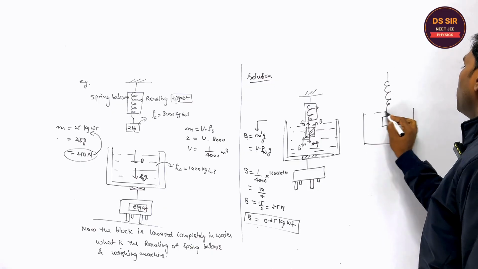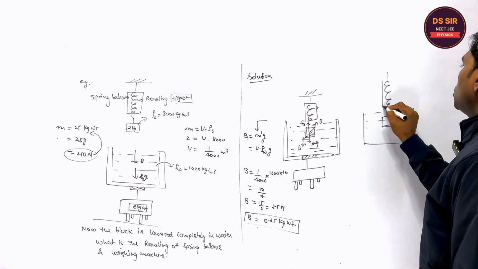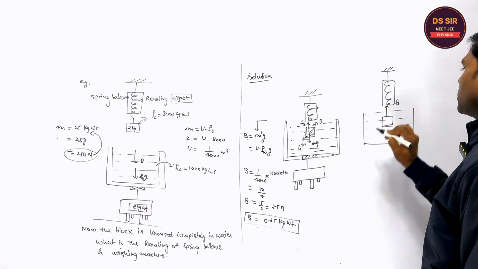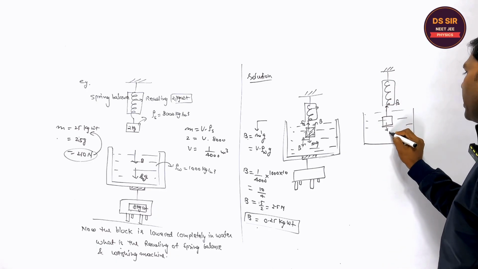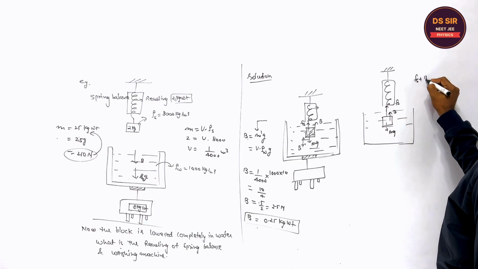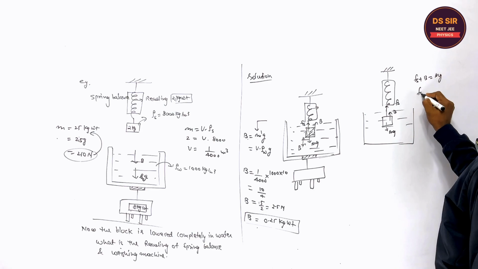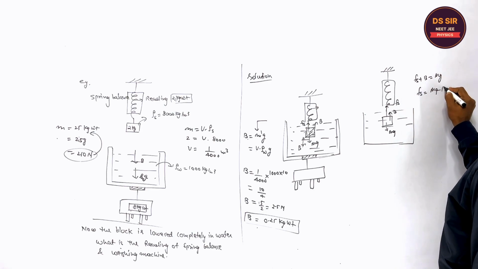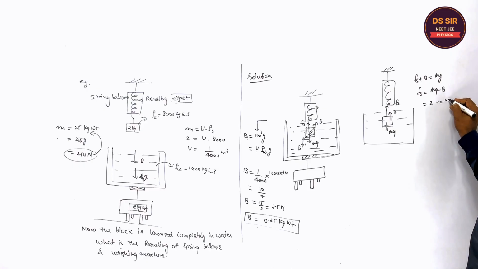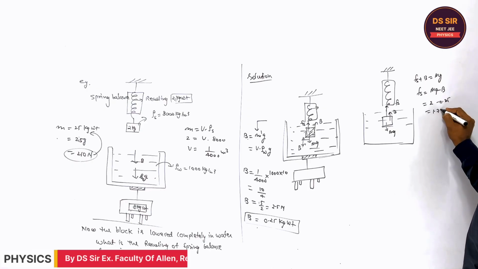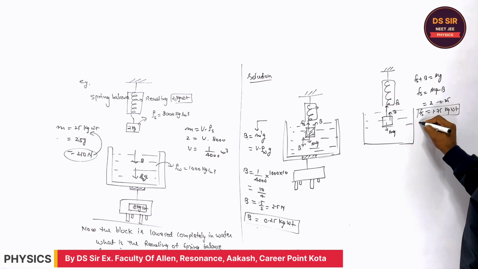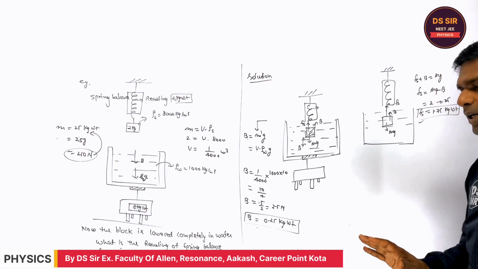This block is lowered down. No doubt the reading of the spring balance will be the spring force. This is mg and this is the Buoyancy force. So Fs plus B is equal to mg, and Fs is equal to mg minus B. It is 2 kg minus 0.25, so 1.75 kg weight is the reading of the spring balance. This is correct.